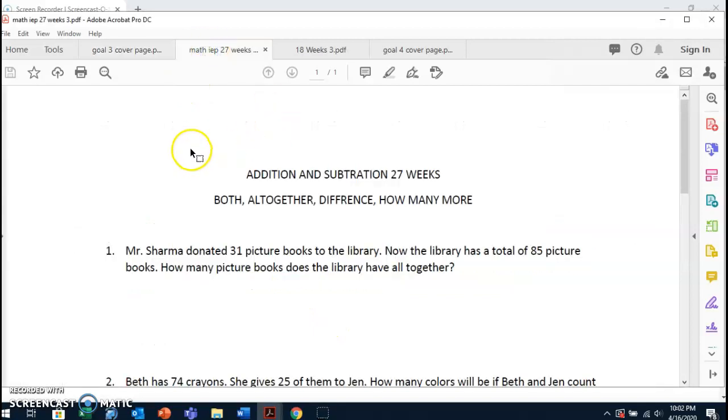So for today's assignment, you will be doing addition and subtraction, 27 weeks, both altogether, difference, how many more. And your worksheet should look like this. This should be your number 1.